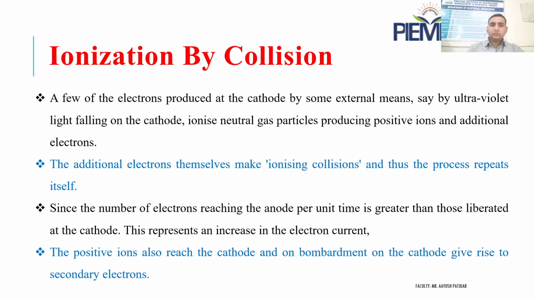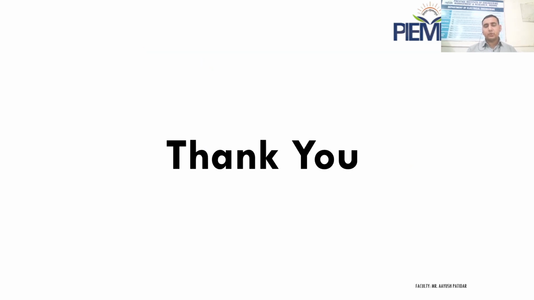This is called the ionization by collision method, where a few extra electrons travel from the cathode to the anode side. These additional electrons make up what is called ionization by collision, and this method can liberate more electrons, providing more energy.